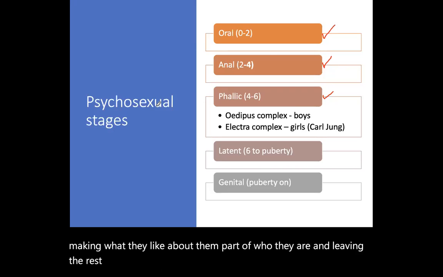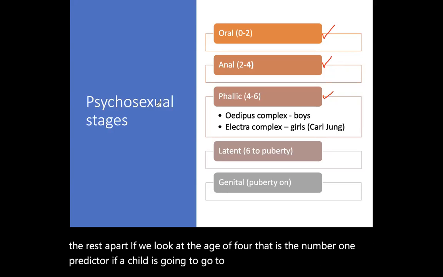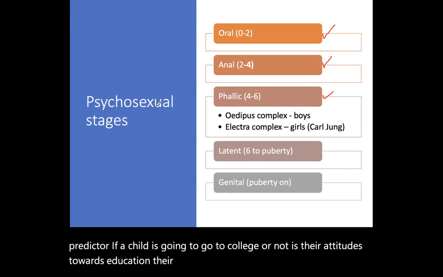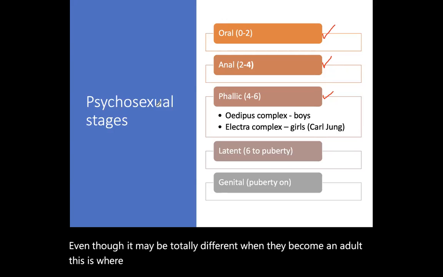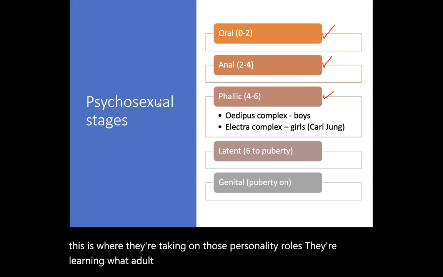If we look at the age of 4, that is the number one predictor of whether a child is going to go to college or not: their attitudes towards education, their attitude towards what they want to be in life, even though it may be totally different when they become an adult. This is where they're taking on those personality roles. They're learning what adult roles are.